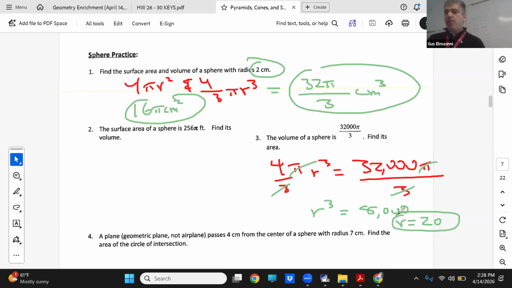I mean, we derived the one for volume. Area, I kind of just told you what it was. Yeah, 16 pi, 32 pi over 3. And for number 3, your R should be 20. You set it equal to the volume formula and solve. Pi's cancel, 3's cancel. R cubed equals 8,000. 8,000 cube rooted should be 20. That's 20 units.